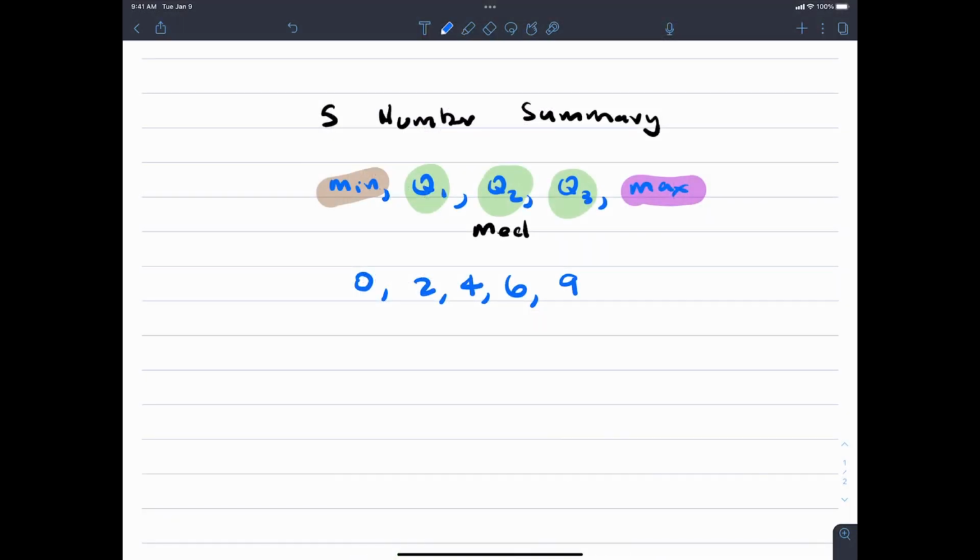So it's all there. So let's double check here just to let you guys know. The minimum value is 0. Q1, Q2, Q3, and then a 9 here. So here's your 5-number summary.